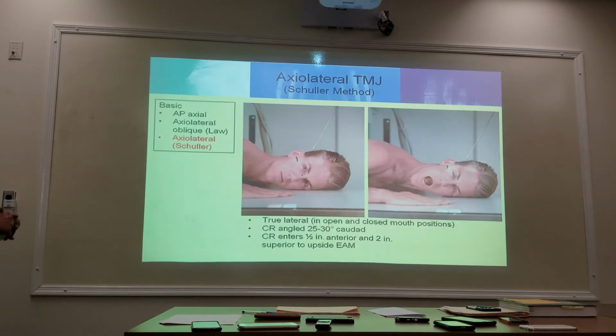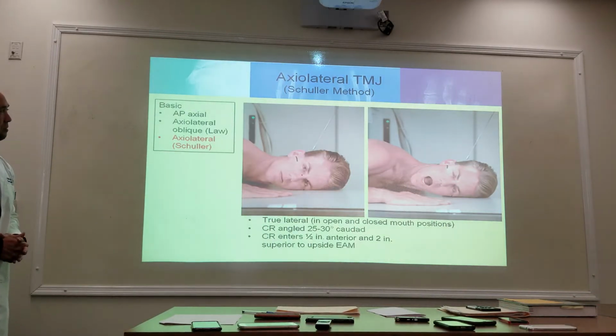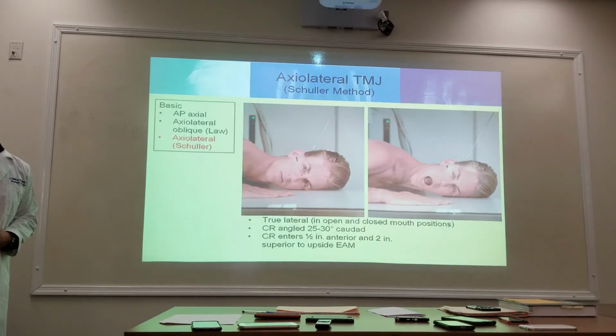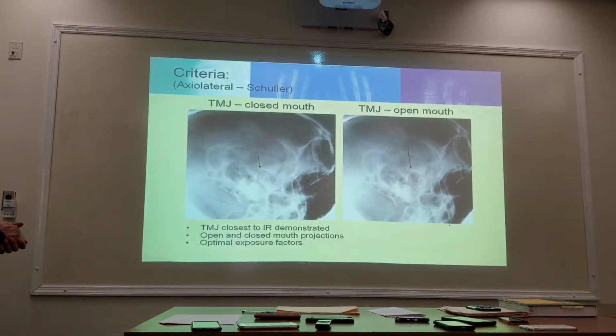Schuler's method, true lateral. There's nothing fancy about this. It's just a 25 to 30 degree angulation towards the feet. That's it. True lateral with a 25 to 30 degree angulation. Center 1.5 inches anterior and 2 inches superior to the upside EAM, but we're looking at the downside TMJ. This is Schuler method. Again, open mouth and closed mouth for comparison.